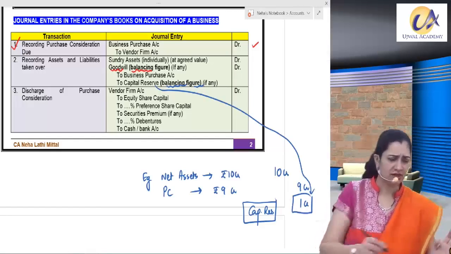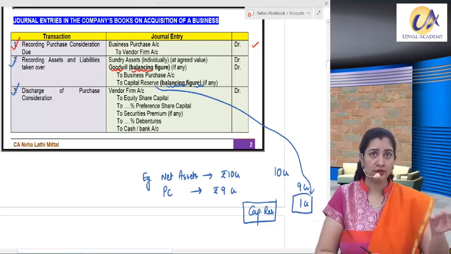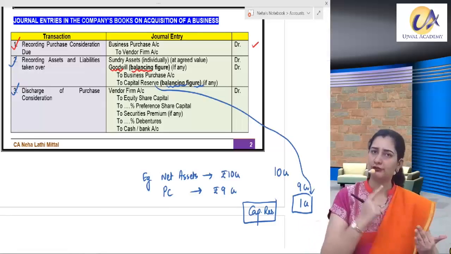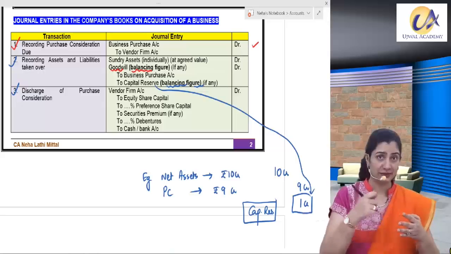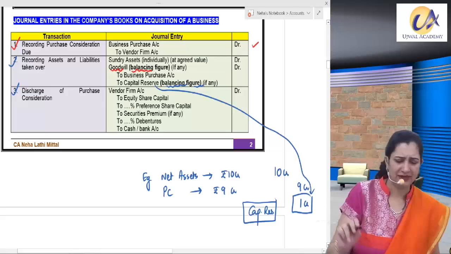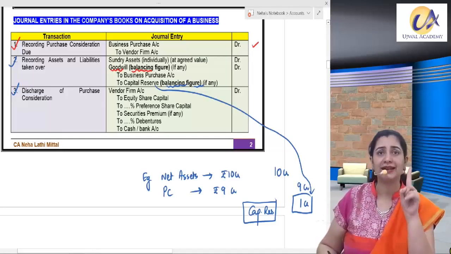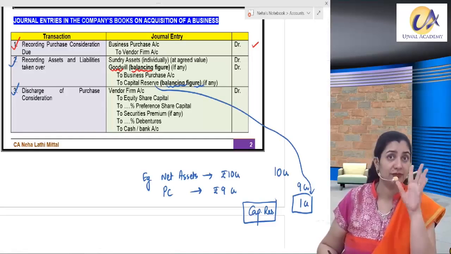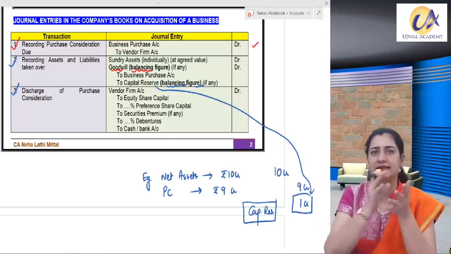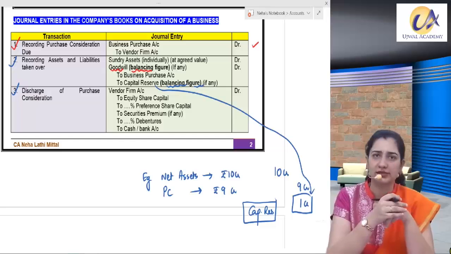And then you discharge the purchase consideration. So where do you take it? Vendor account debit to, it could be equity share capital. You can give preference share capital. You can give bank. You can give securities premium, extra or more than face value, debentures, anything. This is how you have paid them. Okay, so I hope these entries are clear. You do not get entries in the exam from this chapter. I am repeating again, this was only told to help you understand the treatment, what the treatment of this thing will be. For that, these are the points.